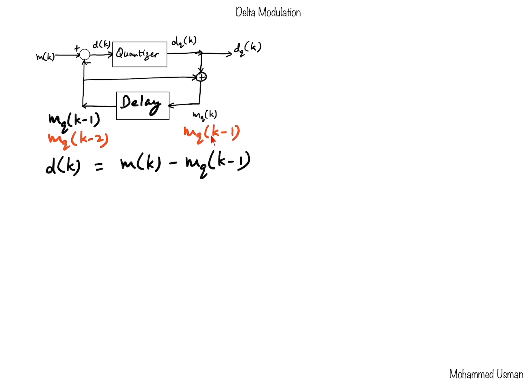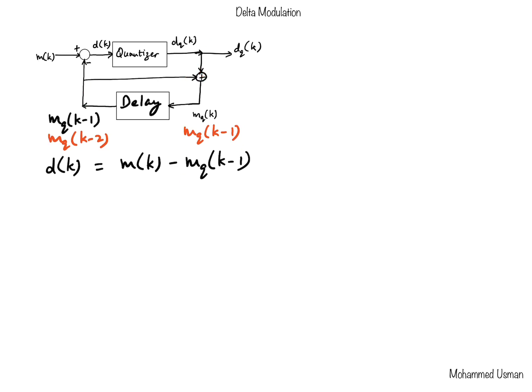So when we go back one step here, the output would be mq[k-2], which is a delayed version of this. Going back one more step, the input would be mq[k-2] and the output would be mq[k-3], and so on. So mq[k] itself can be written as mq[k-1] plus dq[k].